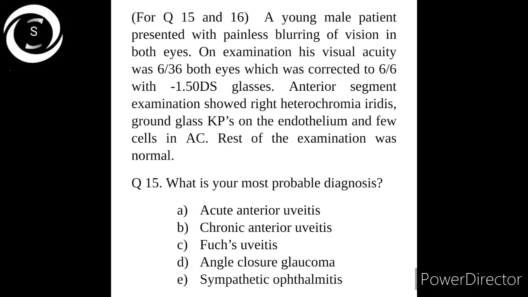Now, a young male patient presented with painless blurring of vision in both eyes. Vision is 6/36, which is corrected to 6/6 with -1.50. Anterior segment shows right heterochromia and ground glass keratic precipitates. So whenever there is heterochromia and ground glass diffuse KPs, it's a case of Fuchs uveitis.